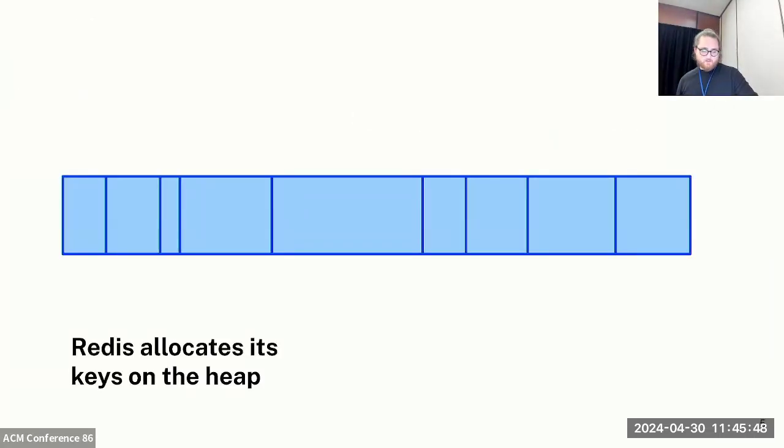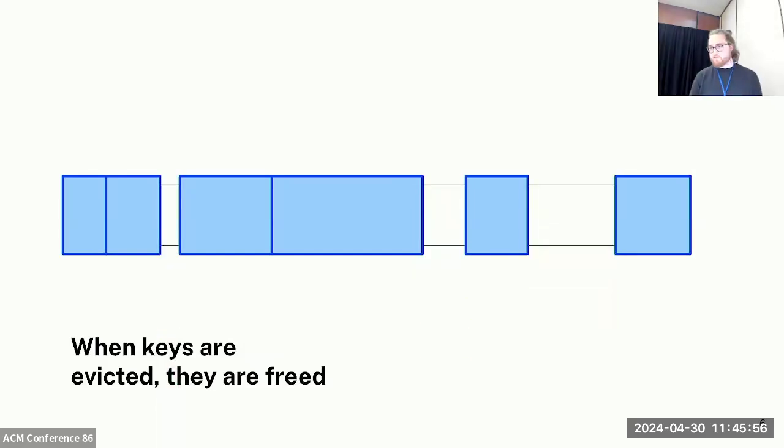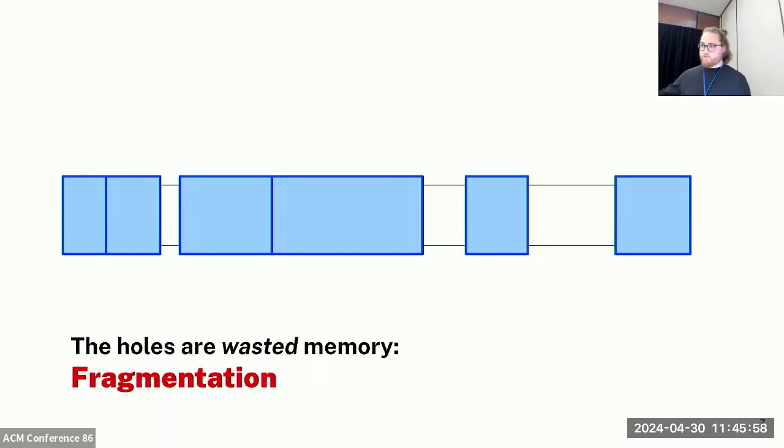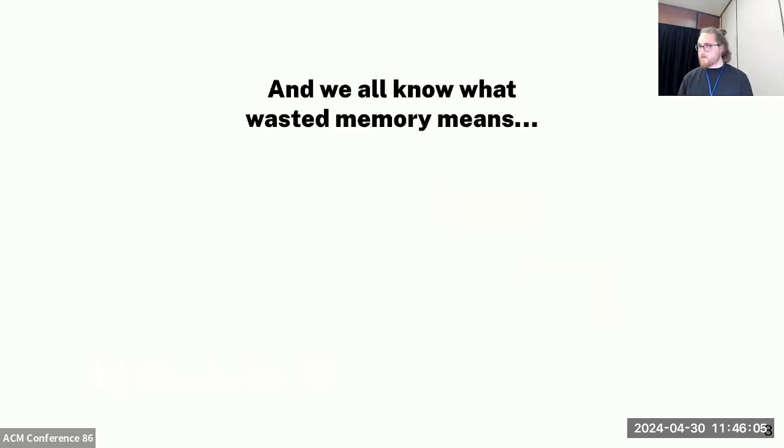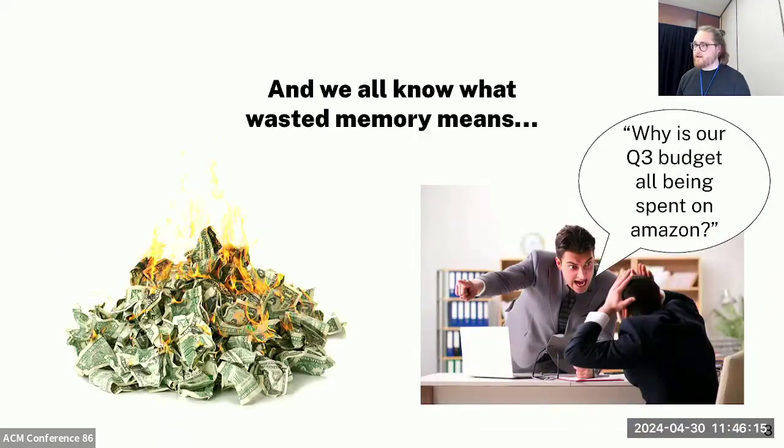What this looks like is when Redis allocates its keys on a heap and then decides, oh, I want to evict some of these keys because I want to put new keys in the database. It then frees those keys, and now there's a bunch of holes on the heap that are wasted memory, fragmentation, if you want to call it that. And we all know what wasted memory means. It's one of two things, usually one caused by the other. You pay for more memory on Amazon, and then your boss gets mad at you for paying for more Amazon money. And nobody likes that.